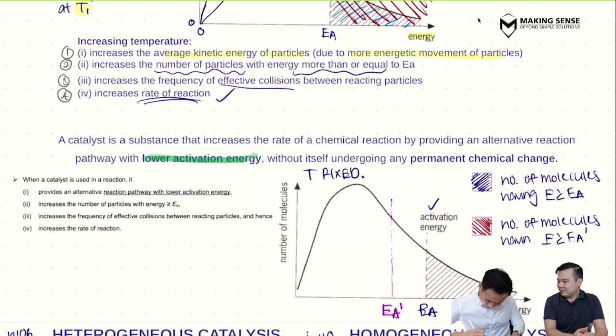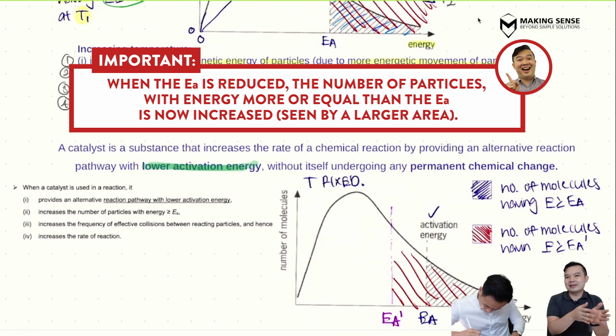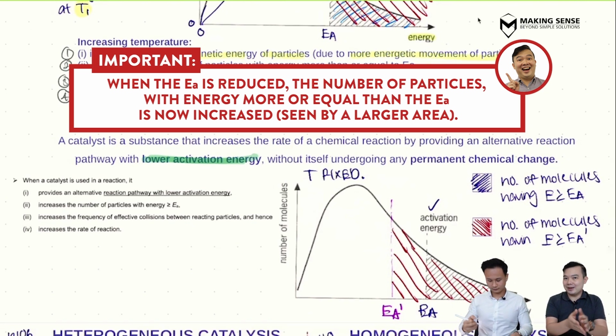So what we're going to do, Mr. Tim? So again, we're going to shade the area of the particles with energy greater than the EA. That's right. And how do we do that? We just go to the right-hand side of the EA. Yes, and you shade it in a different manner, right? Once again, the reason is because you want to make sure that in the legend, you clearly define which part is the particles beyond EA, and then the other one is the particles with energy beyond EA prime.